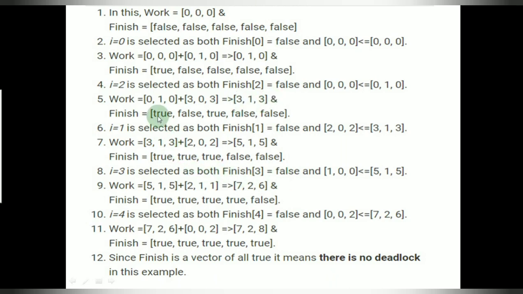You can see P0 and P2 is true now. Now with the new available 313, can I satisfy P1? Yes, I can be doing that. So P1's request is 202, which is less than the available. So I can be doing it. It will be added. Now you can see P0, P1, P2 is all true.